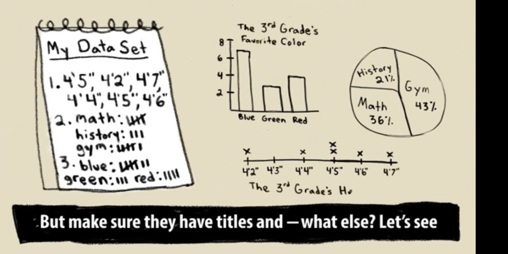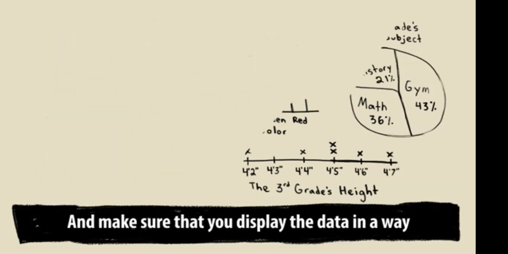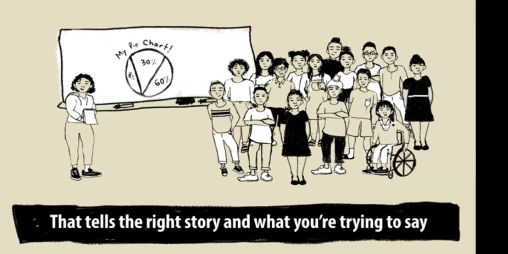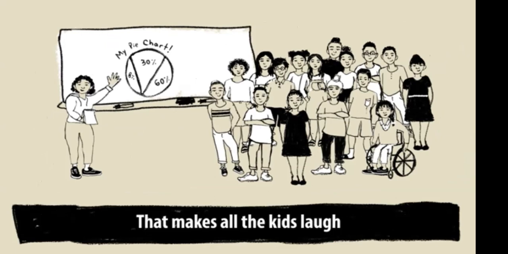Make sure they have titles. And what else? Let's see. The X and Y axes must be labeled correctly. Make sure that you display the data in a way that tells the right story and what you're trying to say. You don't want to make a graph that makes all the kids laugh.